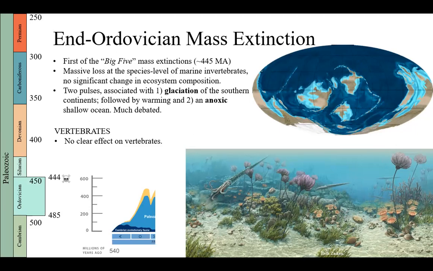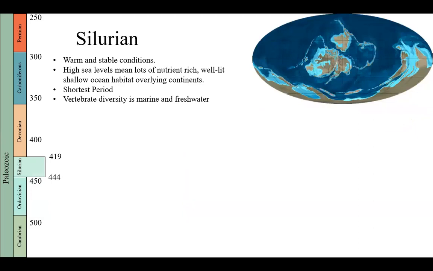That's probably because we don't have enough fossils of vertebrates. And so we'll talk more about the end Ordovician here in a minute. Next period is the Silurian. The Silurian is a really nice planet.